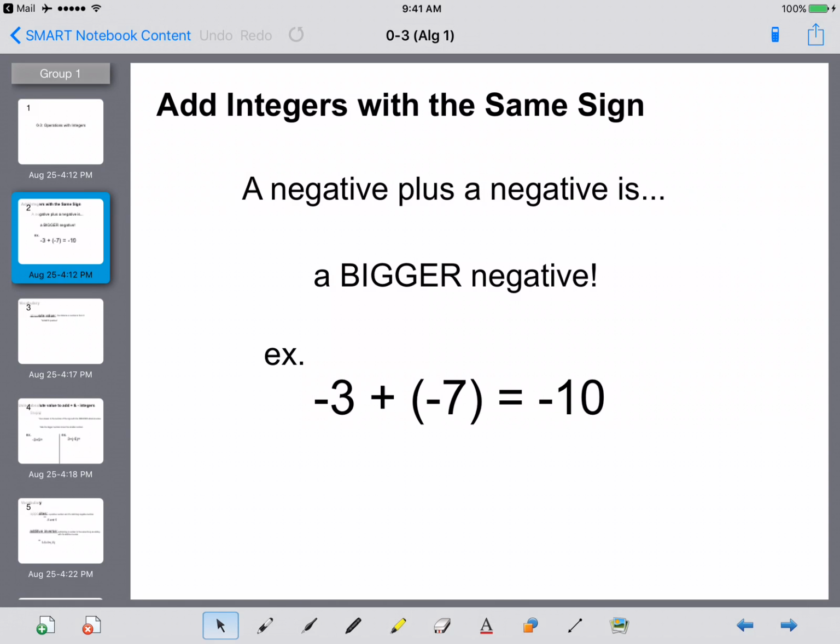So when we're adding integers with the same sign, something you need to remember is that a negative plus a negative is an even bigger negative. So for example, negative 3 plus negative 7 is negative 10. And I'm going to go here with the assumption that you all know how to add positive numbers. I would hope so because we are in the 8th grade.